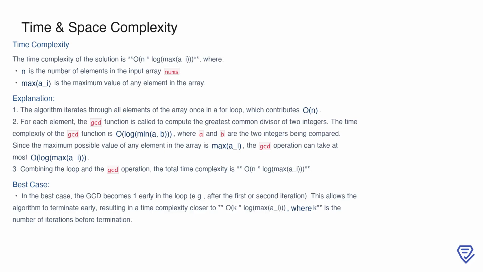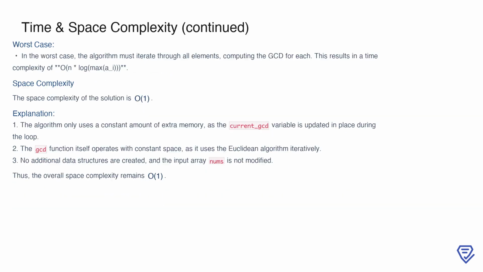Now, it's worth noting that in the best case, the GCD becomes 1 early in the loop, allowing the algorithm to terminate after just a few iterations. In such cases, the time complexity is closer to O(k log max a_i), where k is the number of iterations before termination, making the algorithm even more efficient under certain conditions. In the worst-case scenario, the algorithm must process all elements in the array, performing the GCD operation for each pair. This means the algorithm cannot terminate early and must iterate through the entire array, resulting in a time complexity of O(n log max a_i).